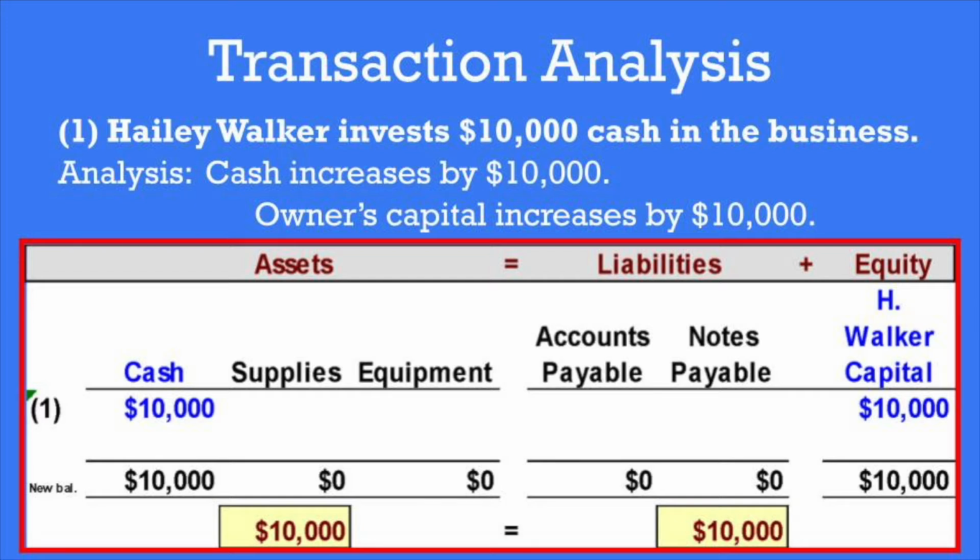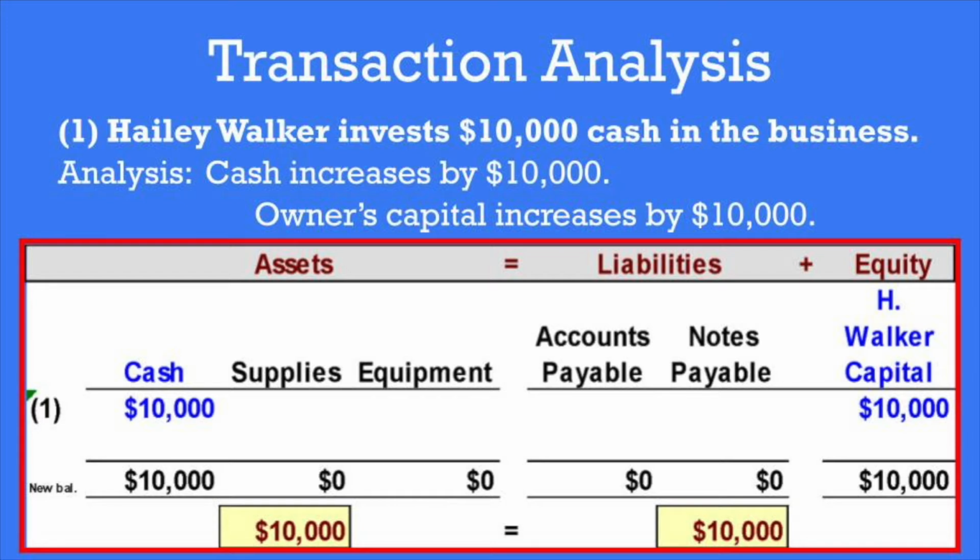In the first instance, let's look at Hailey Walker, the fact that she invested $10,000 cash into the business. So Hailey took it out of her pocket, gave it to the business. Now, remember the business is a separate entity, so the business basically owes her $10,000, okay? So the business has $10,000 in its bank account, and the business owes her $10,000.